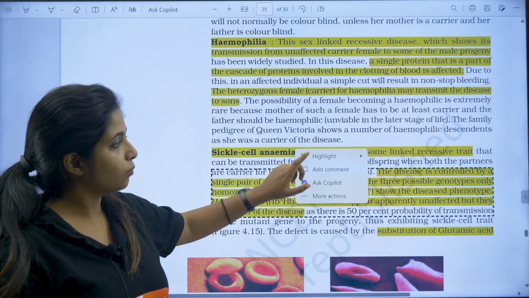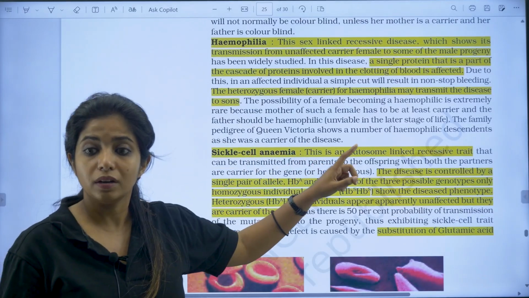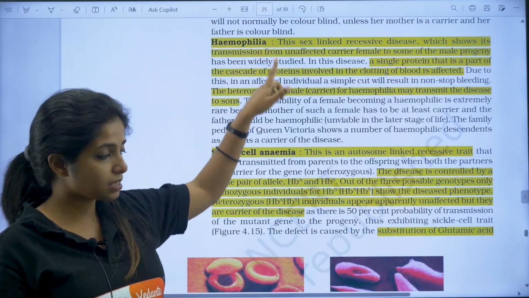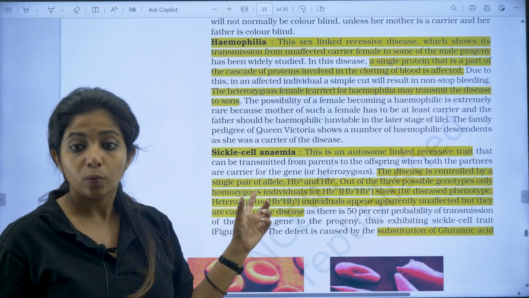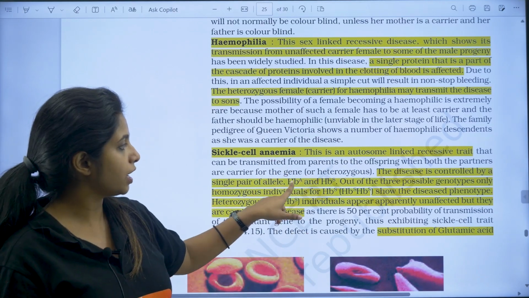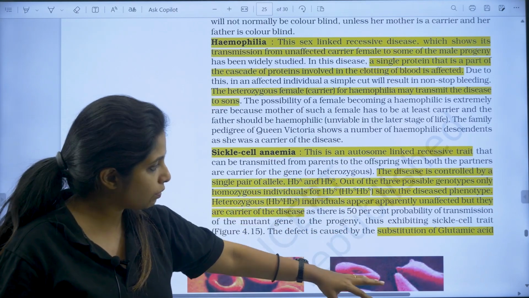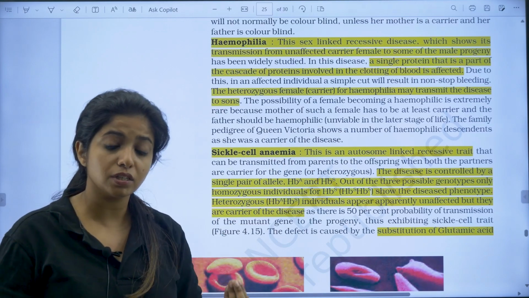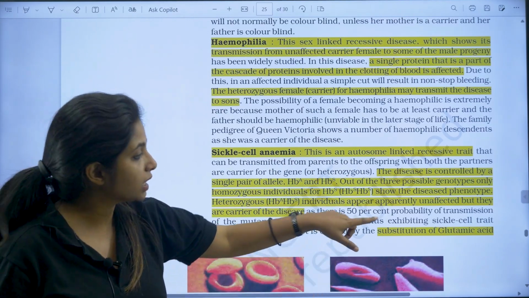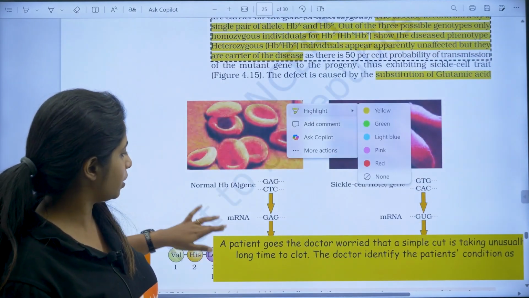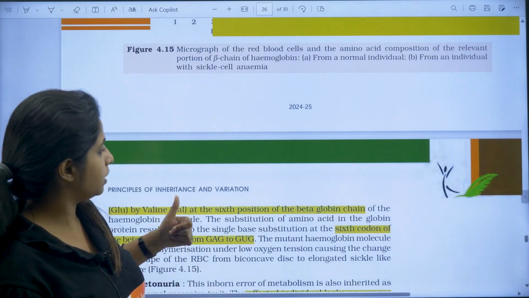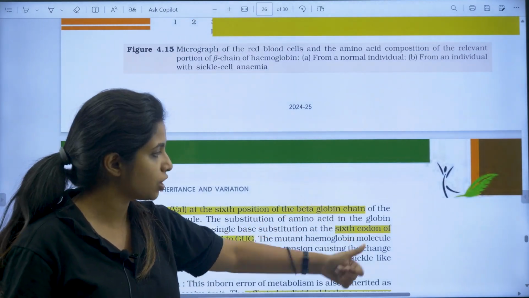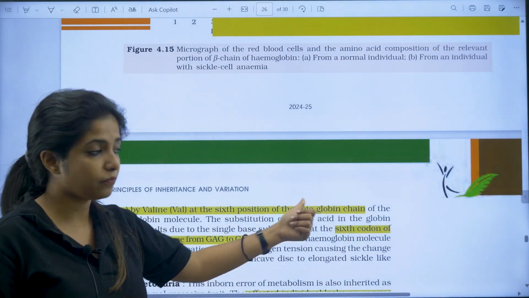Sickle cell anemia, again, what type of disease is it? It is an autosome linked recessive disease. Until now it was sex linked; this is autosome linked. What are the genes over here? HbA, HbS. You should be knowing all of this. Why does it happen? Because of substitution of glutamic acid by valine at the 6th position of the beta globin chain. So you should be knowing the 6th position of the beta globin chain.